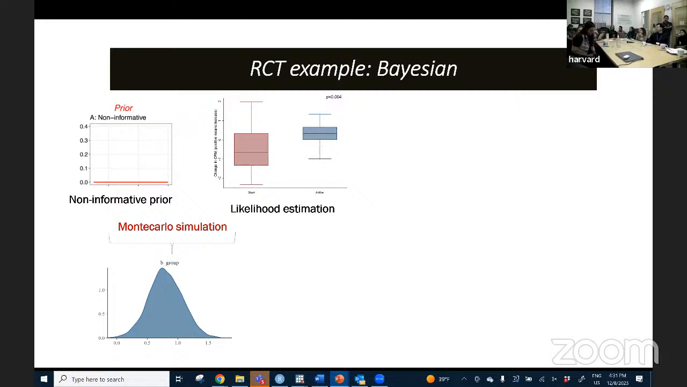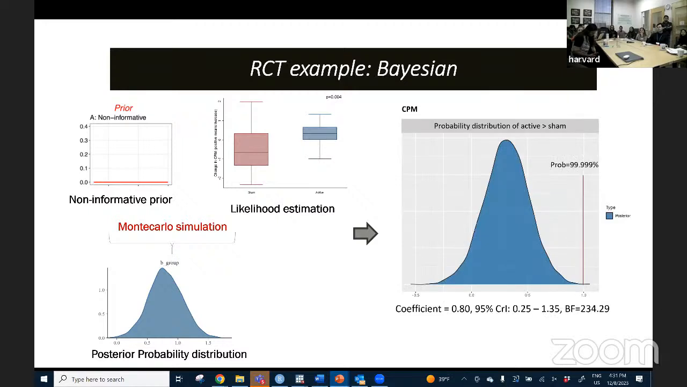Okay, 0.8 means that it's 0.8 better in active. Yes, exactly. And then from these probabilities, we calculate the probabilities of our hypothesis. So we are actually subsetting the probability of active being better than sham, right? I calculate only that part because that is what we really care about. So this is the probability of active being better than sham when we compare the deltas of CPM. As you can see, the probability is 99.999.